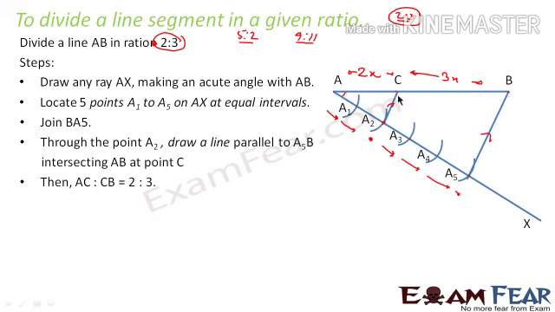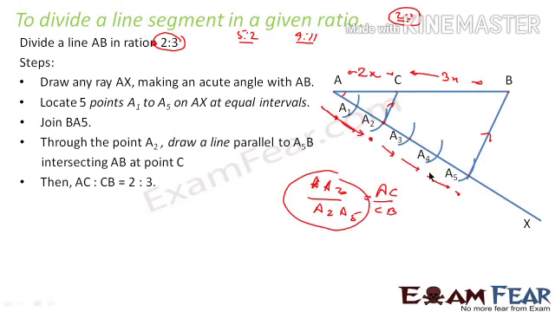Also, using the parallel line theorem, since it's a parallel line, we can say that AA2 by A2A5 will be equal to AC by CB, and this value we know is 2 by 3, because this is 2 units and this is 3 units. So AC by CB is equal to 2 by 3. Very simple. You draw the line first, draw any acute angle, and then based on the ratio you are asked, for example 2 by 3, draw 2 plus 3, 5 points.